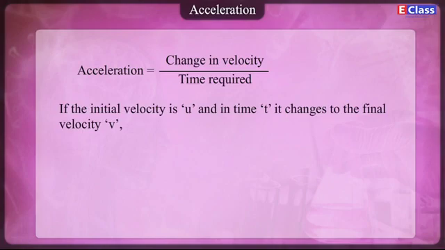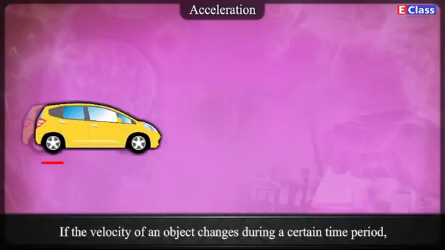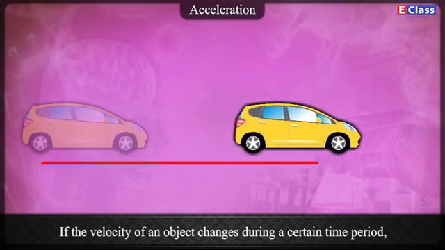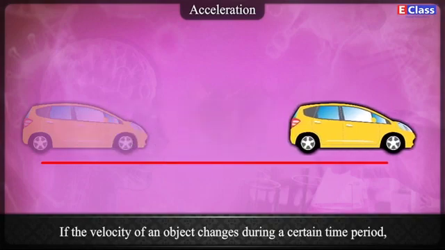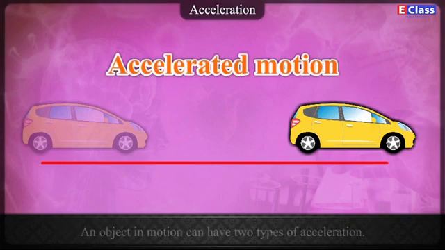If the initial velocity is u and in time t it changes to the final velocity v, acceleration a is equal to final velocity minus initial velocity upon time. Therefore, a is equal to v minus u upon t. If the velocity of an object changes during a certain time period, then it is said to have accelerated motion.